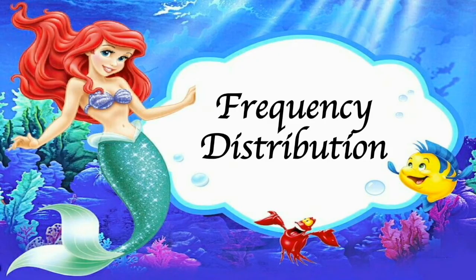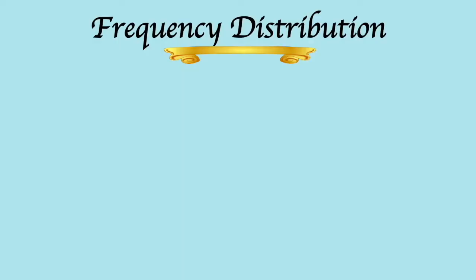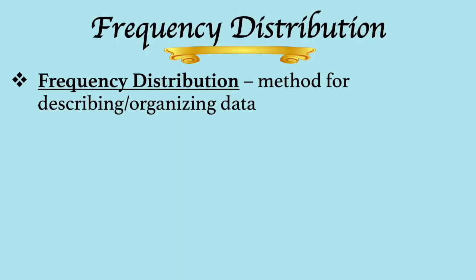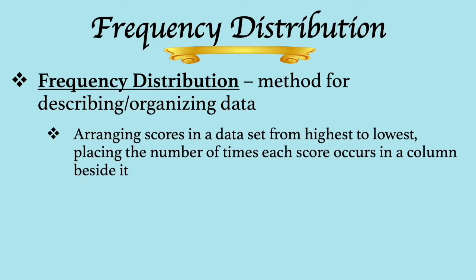So that takes us directly into my next topic. What is a frequency distribution? Well, a frequency distribution is a method for describing and organizing data. So the more data points you have, the harder it becomes to calculate it or to classify it or to describe it if it's not in any particular order. So with a frequency distribution, we're going to arrange scores in our data set from highest to lowest, placing the number of times each score occurs in a column beside it.